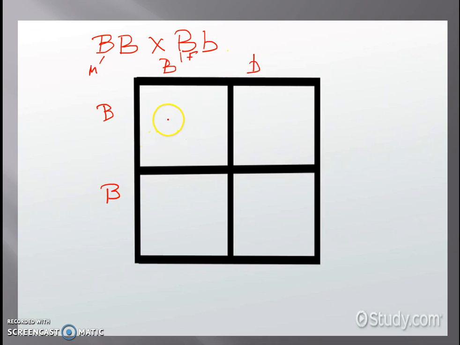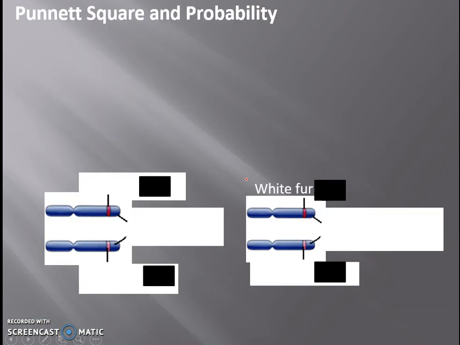To predict the offspring, you have to write the genotype in the boxes. So this is going to be 2 capitals, 1 capital with a lowercase, which is going to be heterozygous. Again, there are going to be 2 homozygous dominant, and this is going to be another heterozygous. Let's take an example to understand how to make a Punnett square and identify the probability of a genotype and a phenotype.